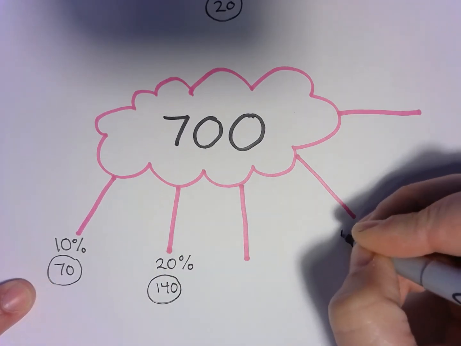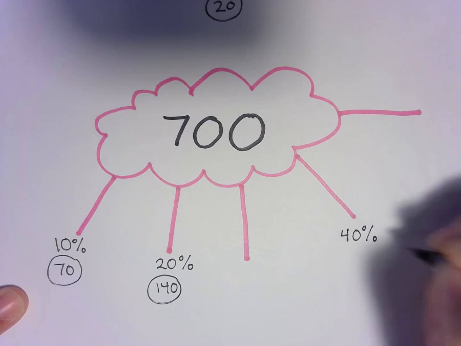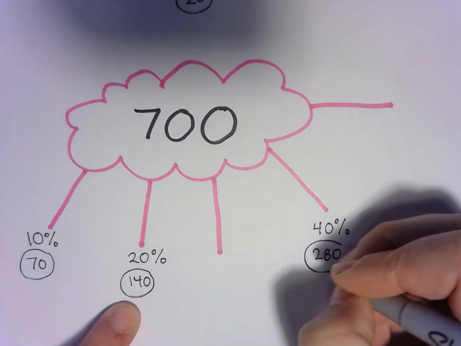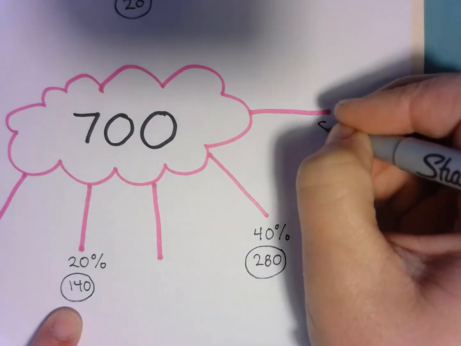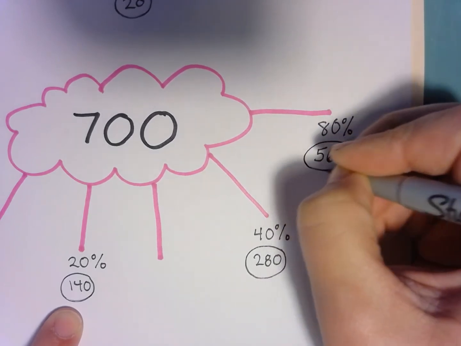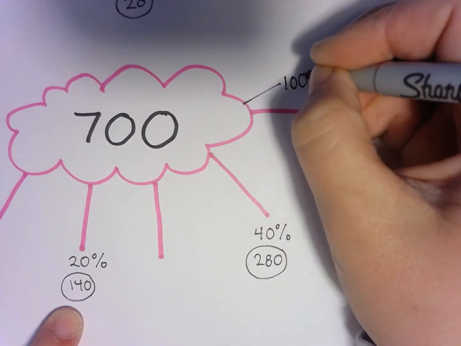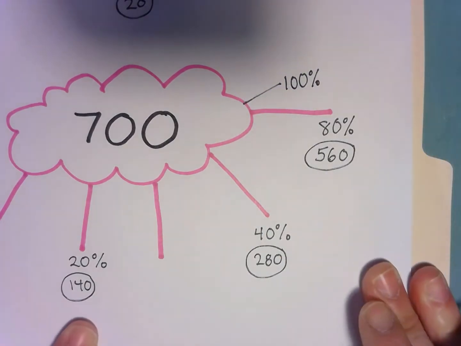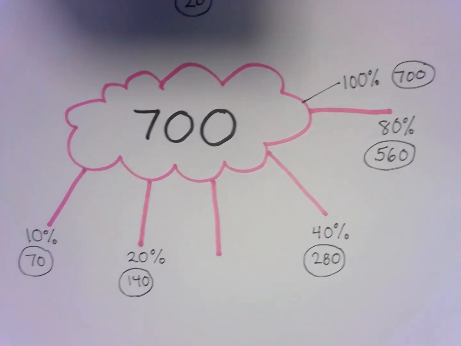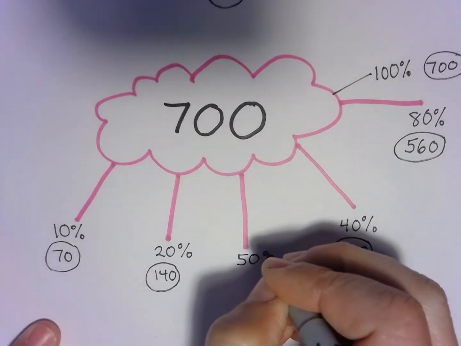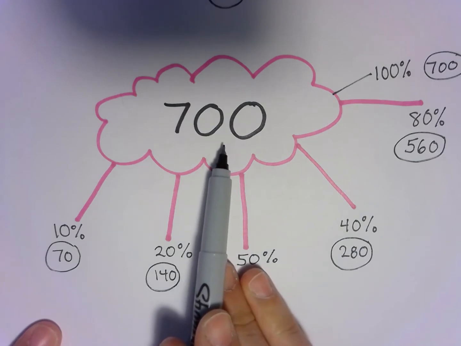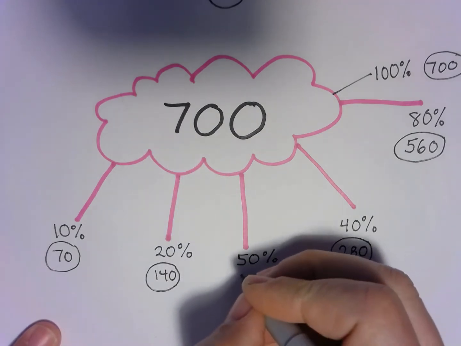I'm going to skip this guy. I'm going to come over here to 40%. I'm going to double 140, 280. And let's do 80% over here. I'm going to just keep doubling, 560. And then just so we don't forget, 100% of 700 is 700. Alright, so let's come back here to the middle. Finding 50% of 700, again, you're going to find half of 700. So when you divide 700 by 2, you get 350.